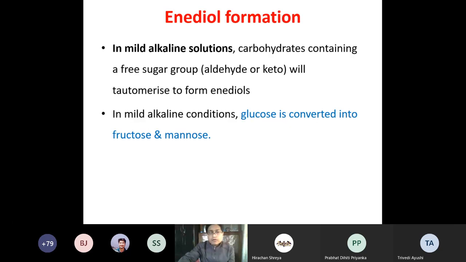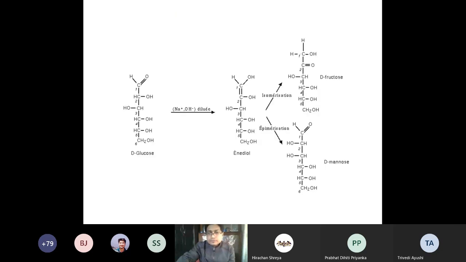Okay, now enediol formation. With this enediol formation, we also have to study its characteristic in the reducing property. These enediols are highly reducing agents. That's why they reduce some chemicals, we'll see later on also. Because of this enediol formation, these monosaccharides show the reducing property. We'll see with the others.